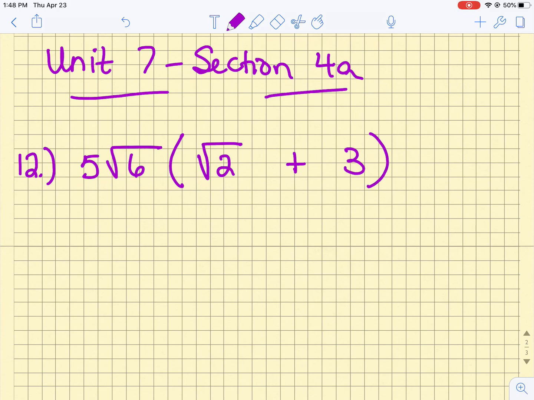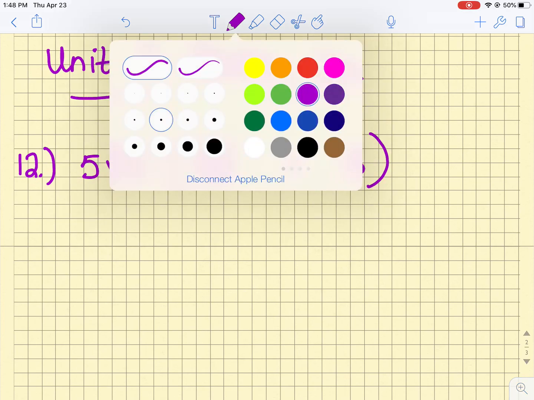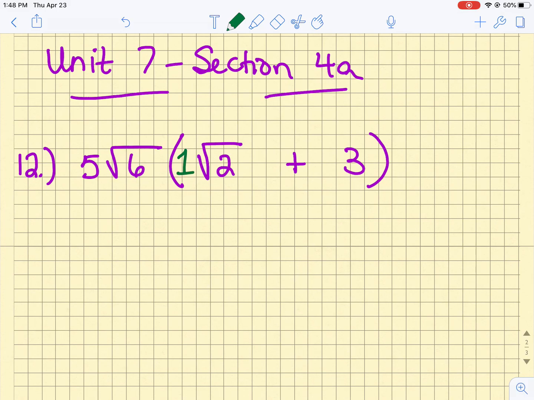Can you all see it okay? Yeah. So again, you kind of got to decide. Remember, it's outside times outside, inside times inside. Okay? So if you want to make this a 1 out here, you can, so you know there's a 1 there. So I'm going to try to do every single step, and then it's kind of up to you how much you want to shorten it.